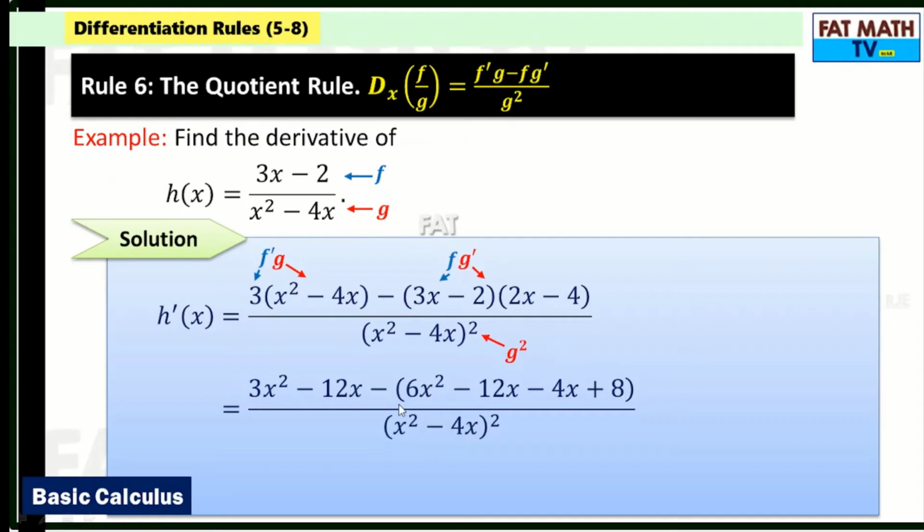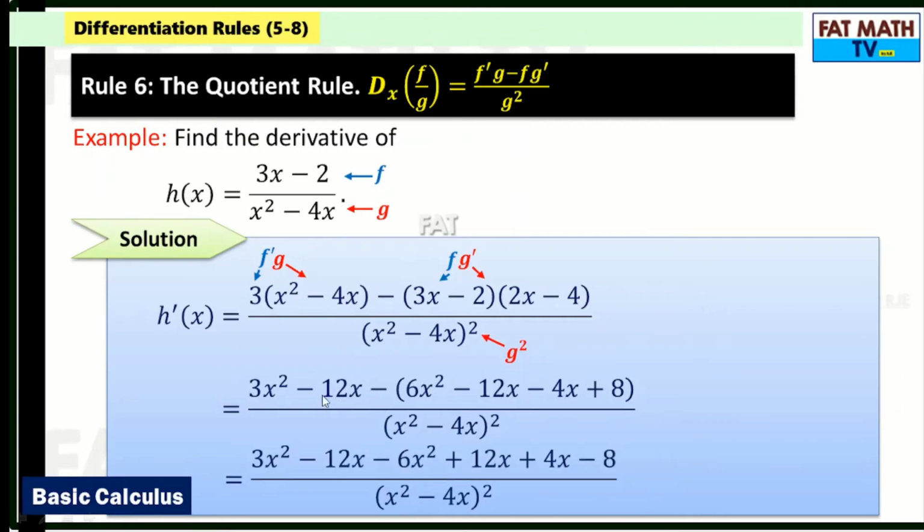And then simplifying this, we have, just copy this one first, minus 6x squared. Distribute the negative sign, negative 6x squared. This will be positive 12x. This will be positive 4x. And this will be negative 8 over the square of x squared minus 4x.